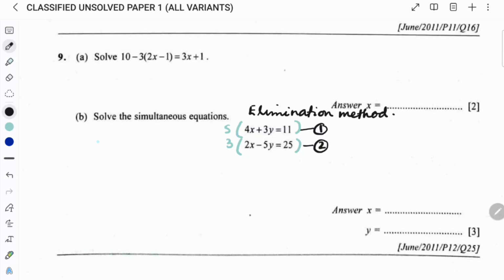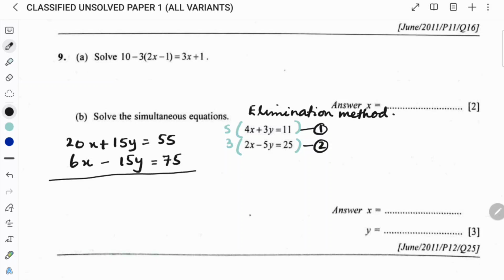So the first one: 5 times 4 is 20x plus 5 times 3 is 15y, 5 times 11 is 55. The second one: 3 times 2 is 6x, and again 15y. You can see the coefficients are the same and the signs are also positive. That's why I did it. 3 times 25 is 75. Everybody knows it's an easy number.